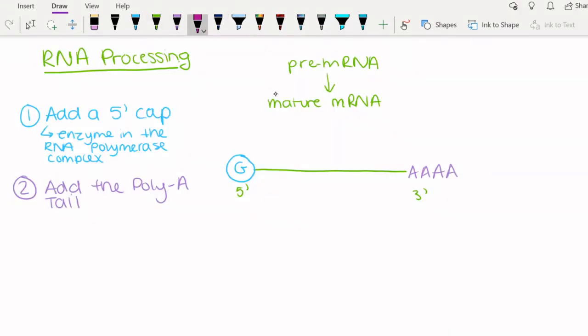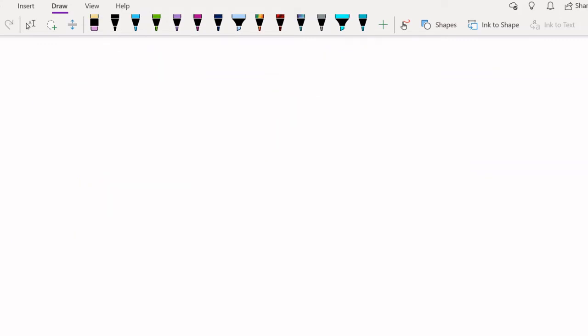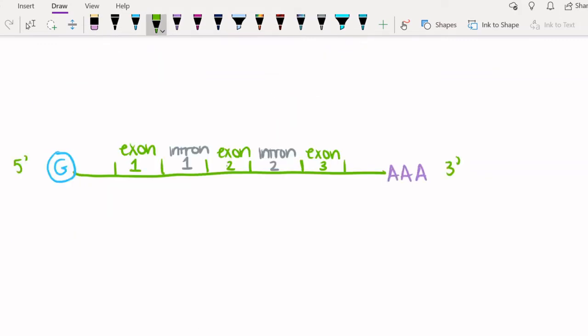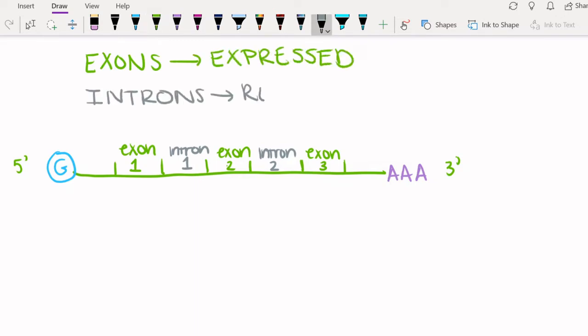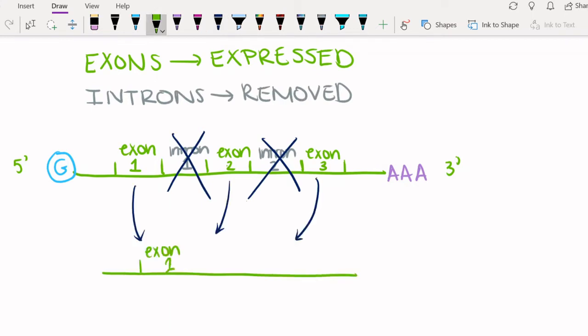The third part of RNA processing is splicing. The mRNA strand has regions called exons and regions called introns. Typically, exons are expressed and introns are removed. Once the 3 steps of RNA processing have happened, the pre-mRNA has become a mature mRNA. It is now ready to leave the nucleus and be translated.